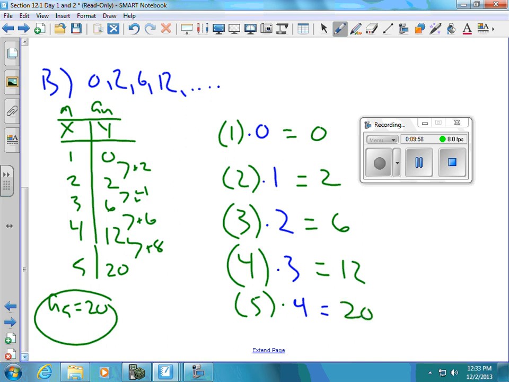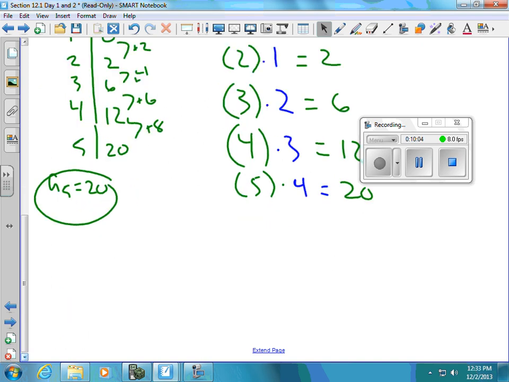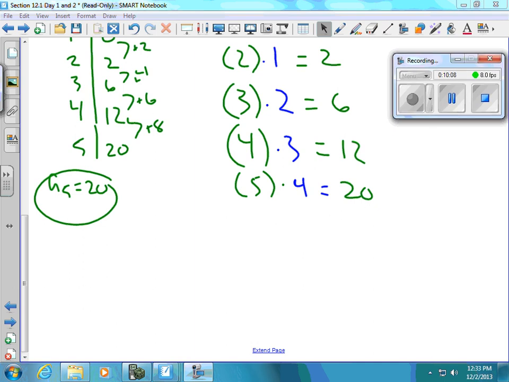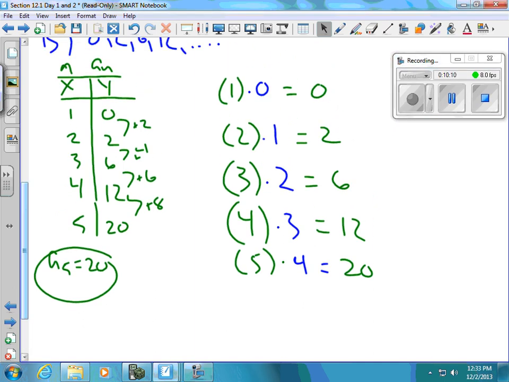There seems to be a repeating pattern in order to get the next answer, the next output. How do we put this into words, and then how do we put it into an equation? Well, it looks to me that we're taking the input and multiplying it by the number one less than the input.